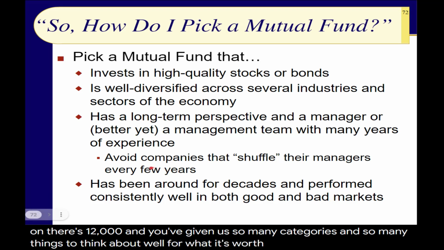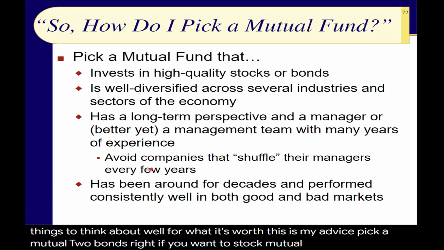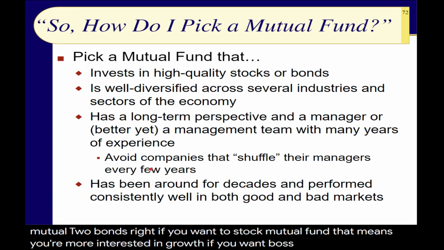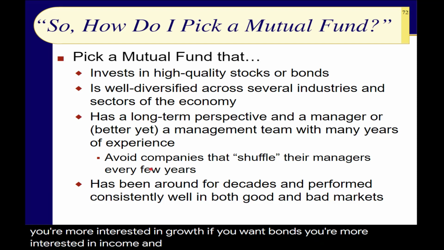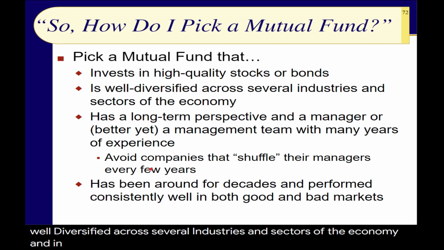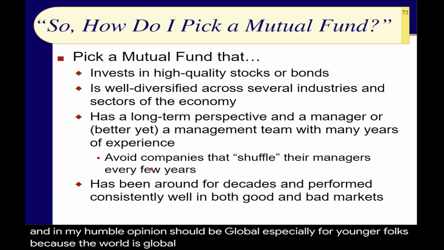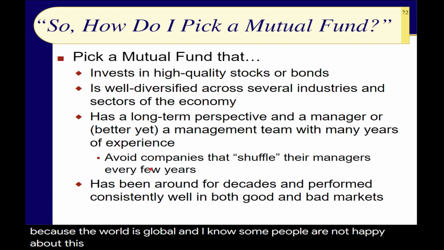Well, for what it's worth, this is my advice. Pick a mutual fund that invests in high quality stocks or bonds, right? If you want a stock mutual fund, that means you're more interested in growth. If you want bonds, you're more interested in income and downside resilience, protection of capital. It is well diversified across several industries and sectors of the economy, and in my humble opinion, should be global, especially for younger folks, because the world is global. And I know some people are not happy about this, but there's only one world.